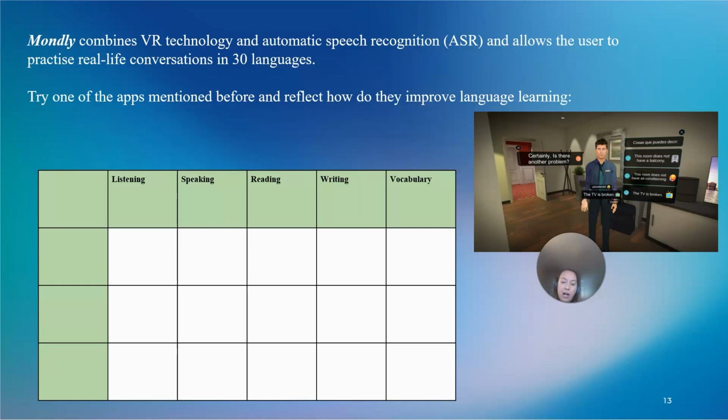Then I'm giving you a table here that you can use if you decide to try different apps or tools in AR or VR, and to reflect on the skills each app is developing. For example, what are your objectives for the listening? Have you used the app? Did you achieve this objective? This table can be used for evaluation if you're a practitioner, but also as a learner, to track your own progress.